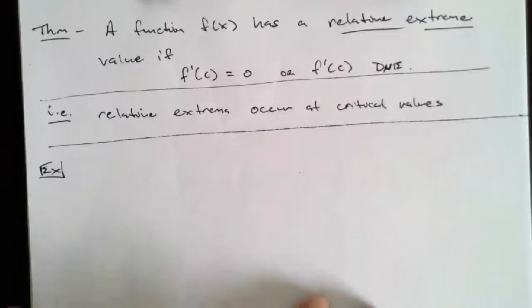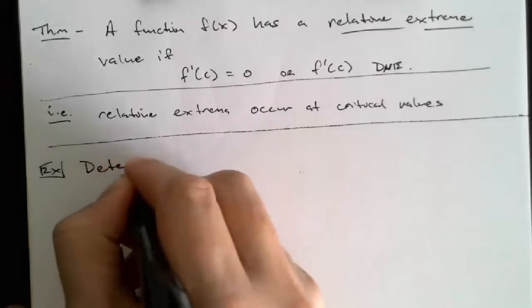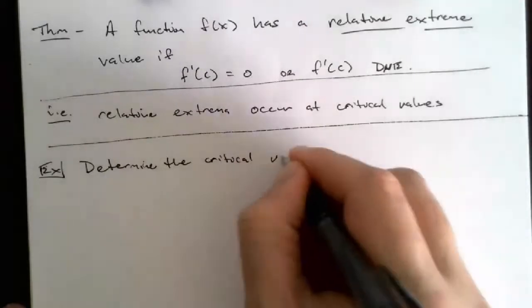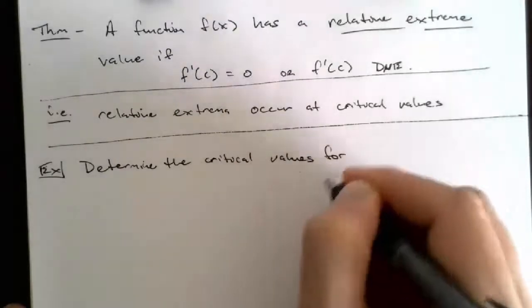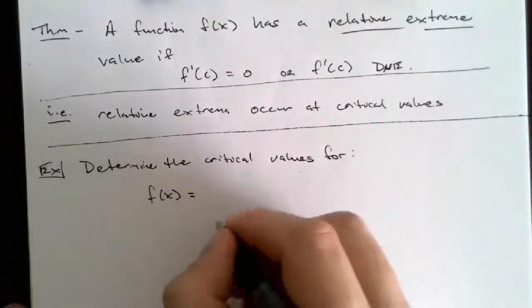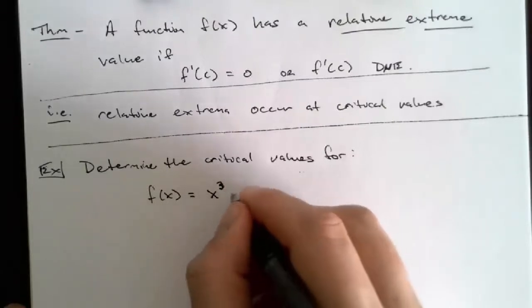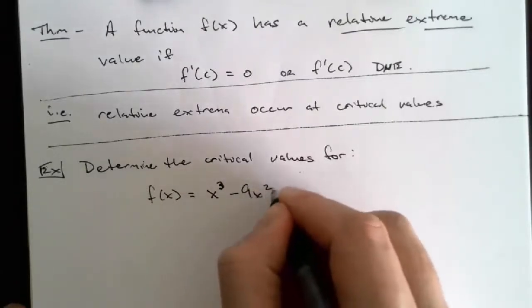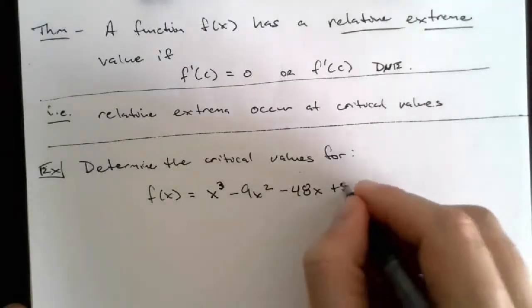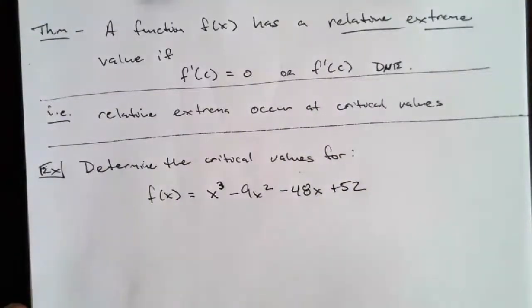So for this example, determine the critical values for this function f of x equals x to the third power minus 9x squared minus 48x plus 52. All right, so we're going to try to find the critical values. Well, where do the critical values occur? The critical values occur when the first derivative equals 0 or the first derivative doesn't exist.